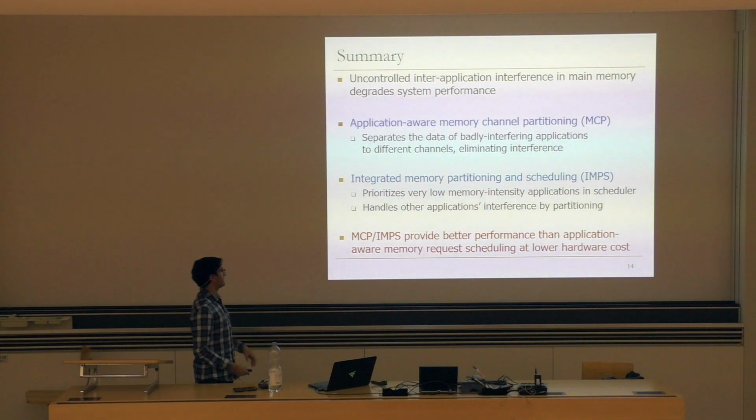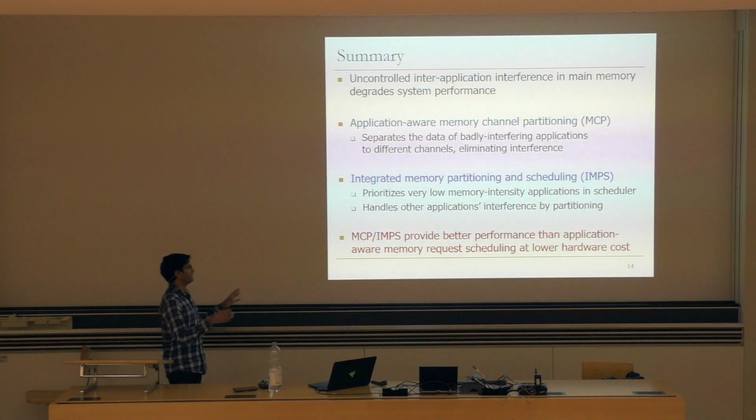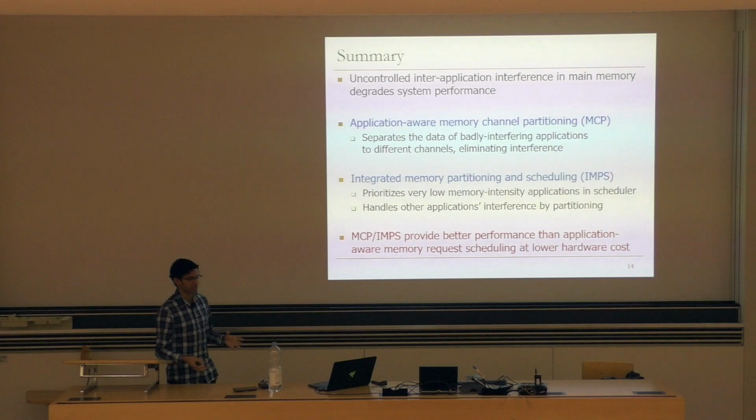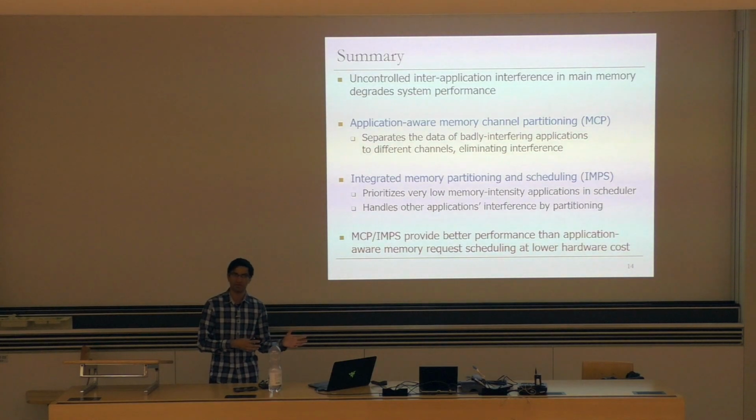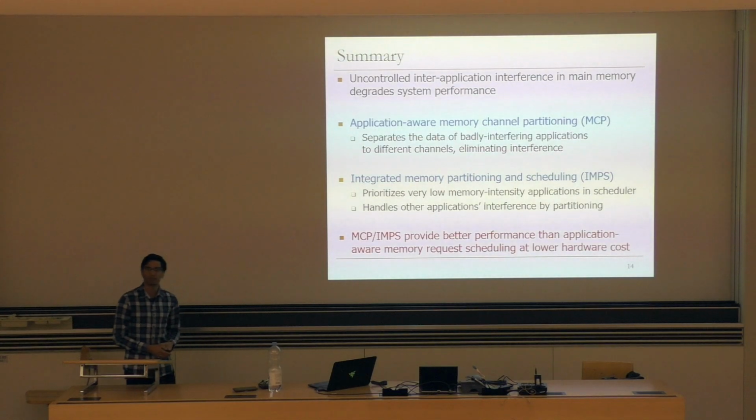And what we find is that MCP and IMPS both actually provide better performance than application-aware memory request scheduling, which is all those other previous work schedulers that I showed. And it comes at much lower hardware cost, right?